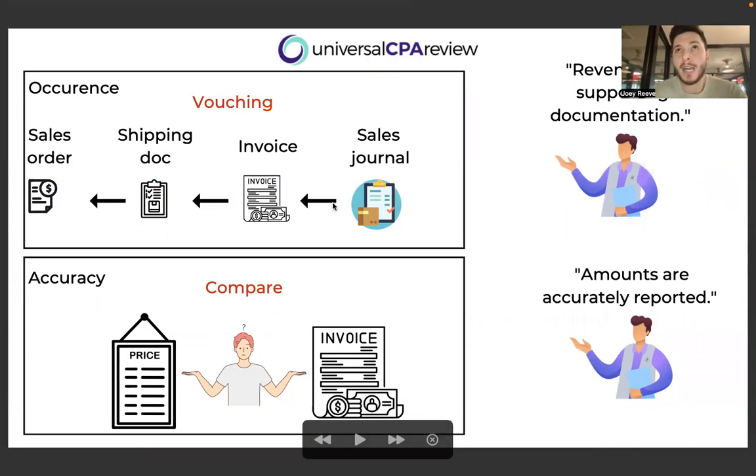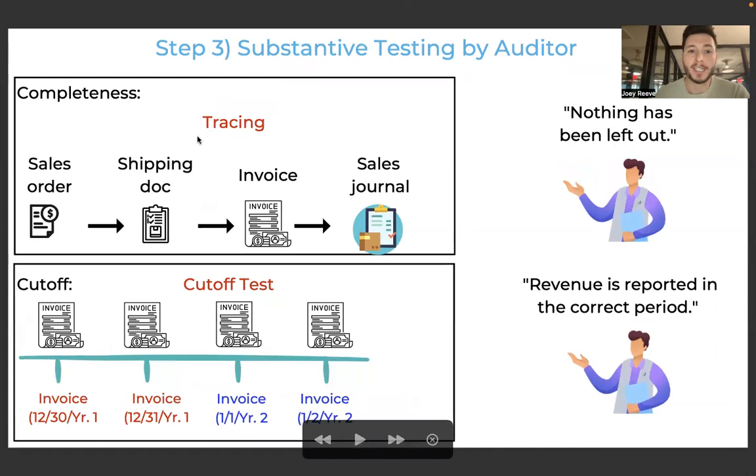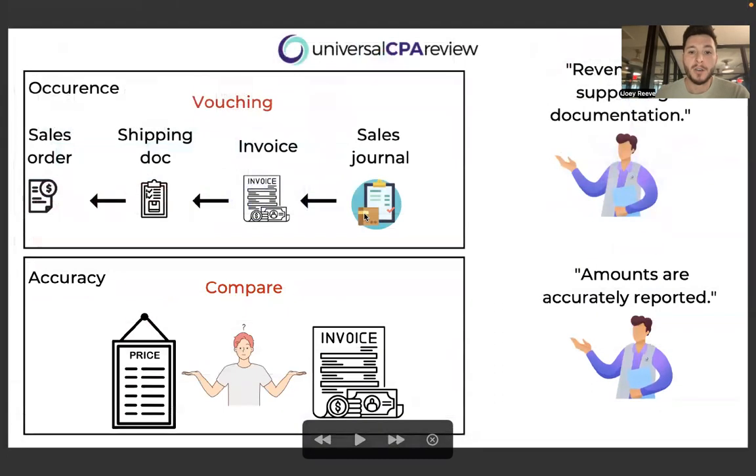Okay, so vouching is the opposite of tracing. When you're thinking about tracing, you can think of an arrow going up. We're tracing from the source doc to the sales journal. When we're thinking about vouching, we could think of the arrow going down from the actual report to the source documentation. Okay, so thinking about that, we're going from the sales journal backwards.